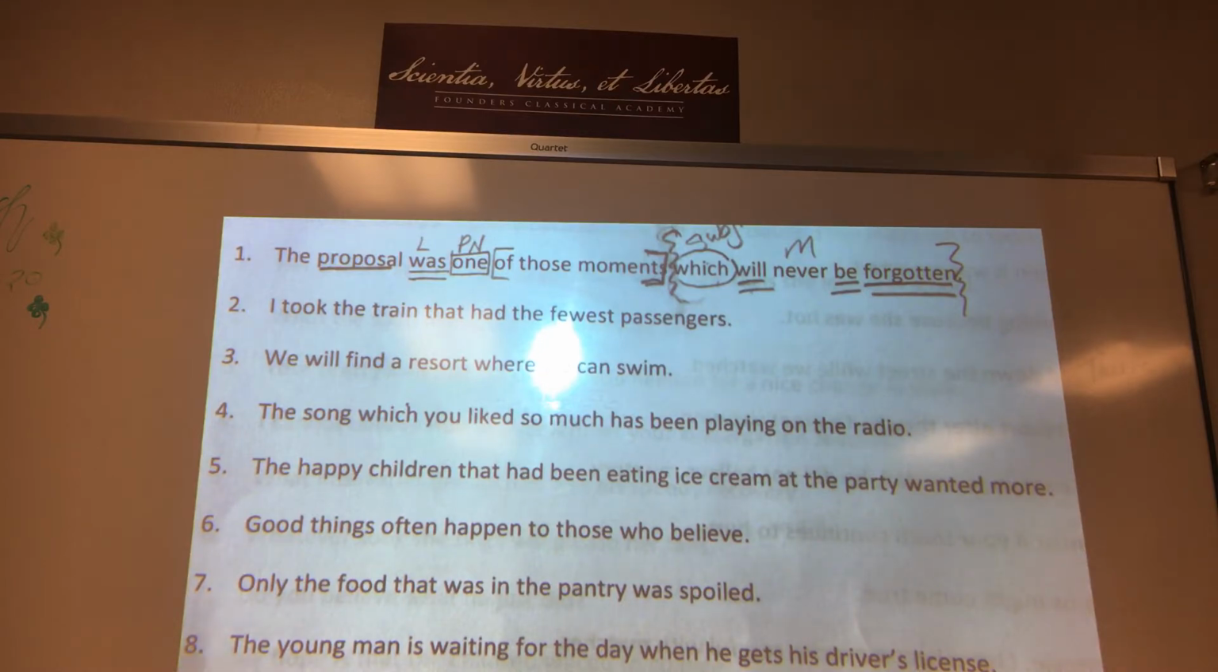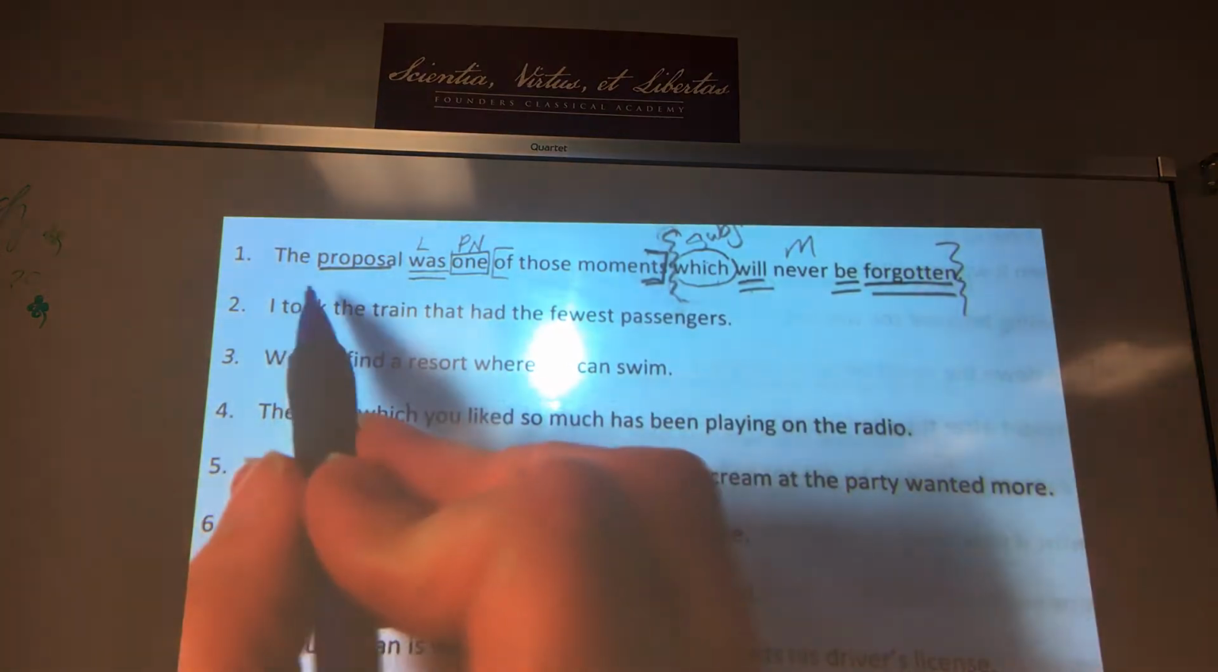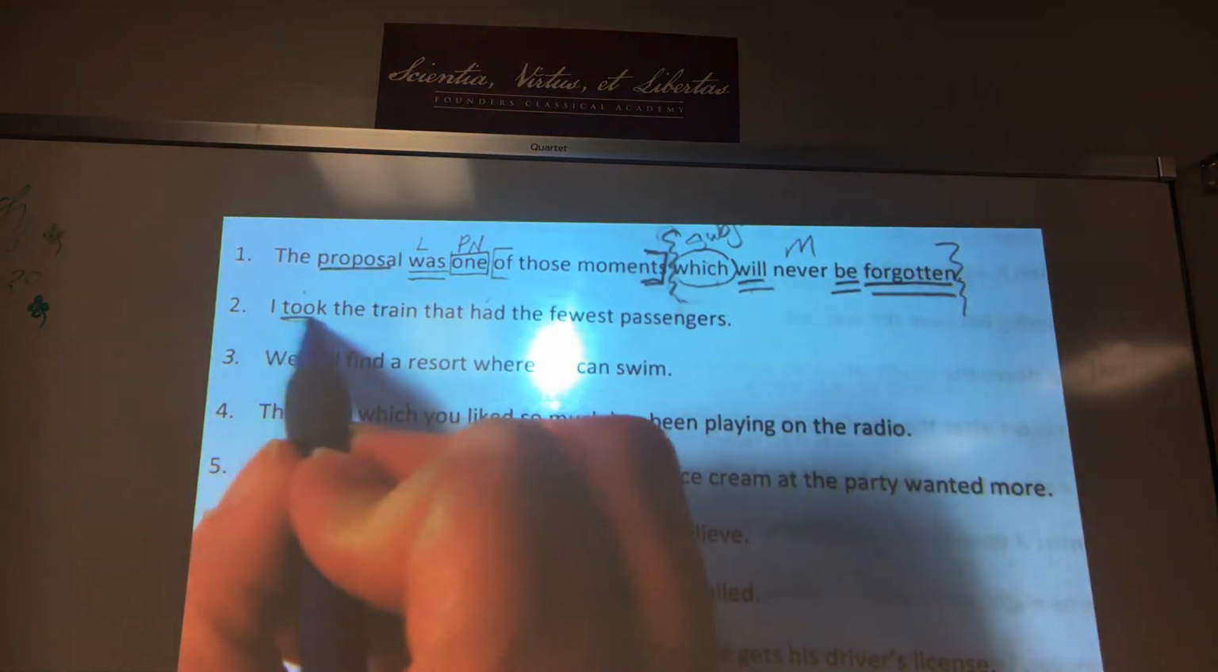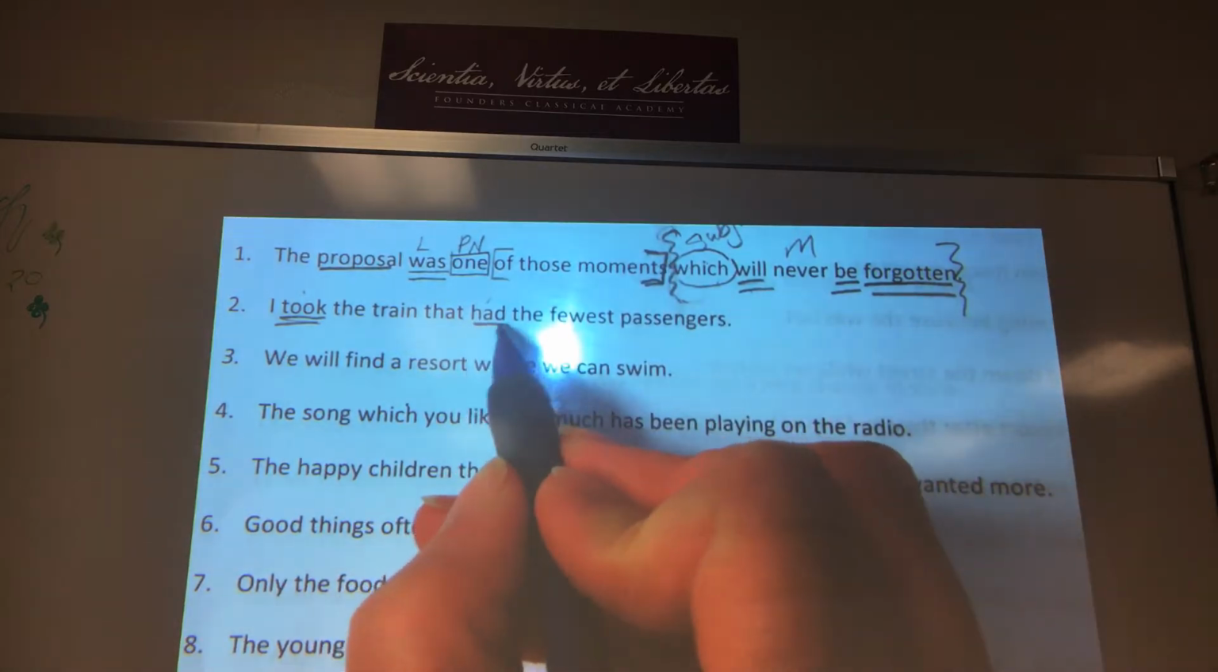Number 2: I took the train that had the fewest passengers. Prepositional phrases. There are none. Verbs. We have the verb took, and we have the verb had. They are both going to be main verbs. Neither one is in verbal form.